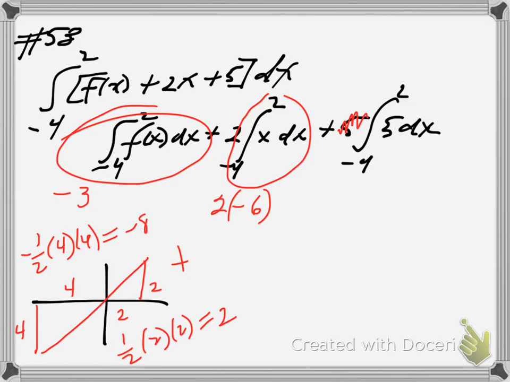The integral of a constant is the difference between -4 and 2, which is 6, times 5. So that's going to be 30. And I just add those regions together for a grand total of 15. That would be the area of that problem there.